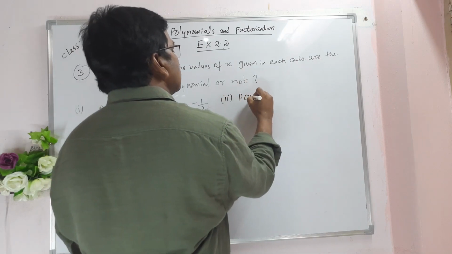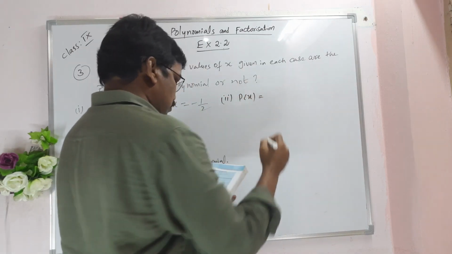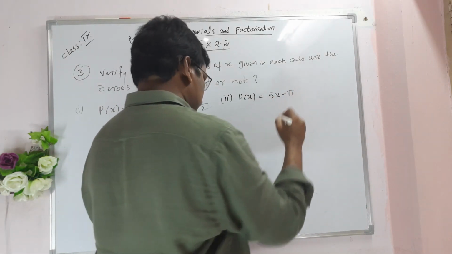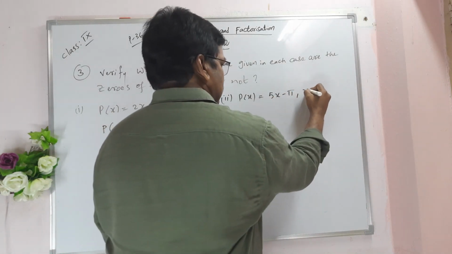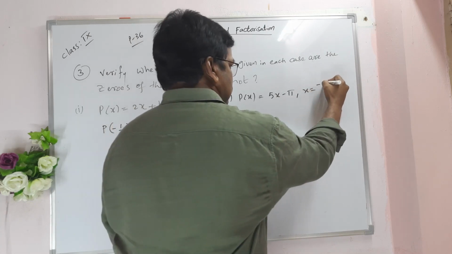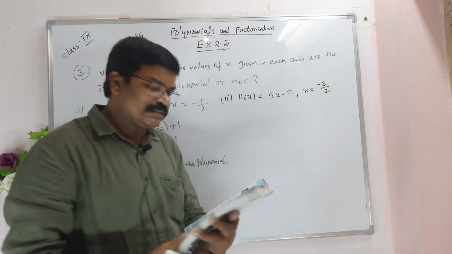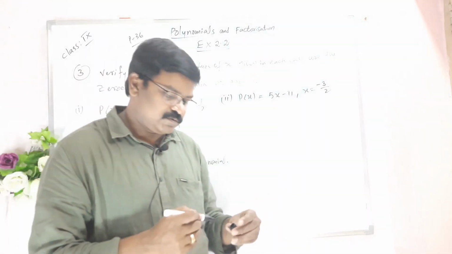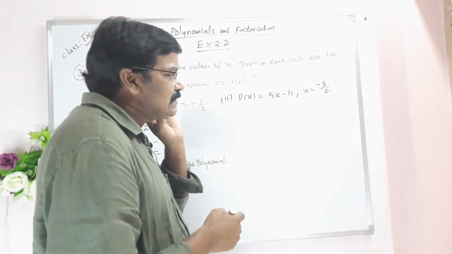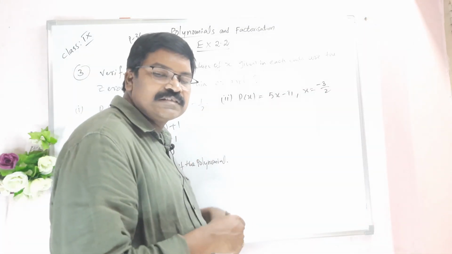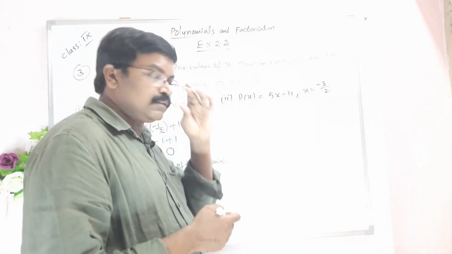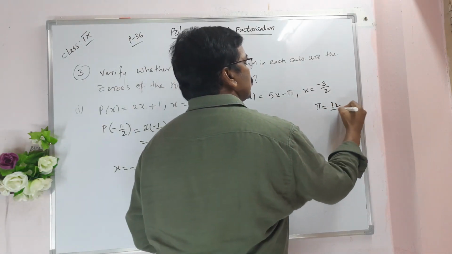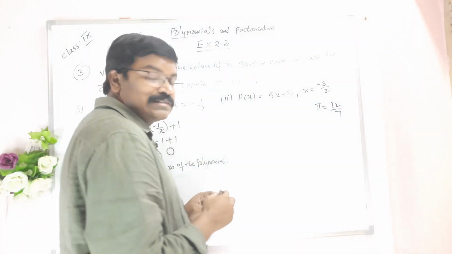p of x is equal to 5x minus pi, where x is equal to minus 3 by 2. This pi is a Greek word. Pi means the ratio of the circumference and diameter of a circle. This value is 22 over 7 approximately, not exactly, right?